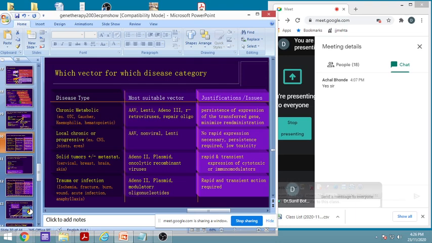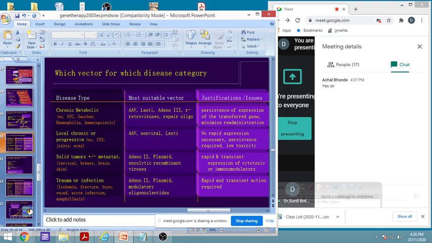So in various cases, what the studies so far are saying, for example, chronic metabolic diseases like Gaucher disease, hemophilia, then hematopoietic diseases. Here various viruses like adeno-associated, lenti, adeno, and retroviruses are most suitable because of the persistence of expression they can provide, and therefore they minimize re-administration, because it is a very costly procedure.